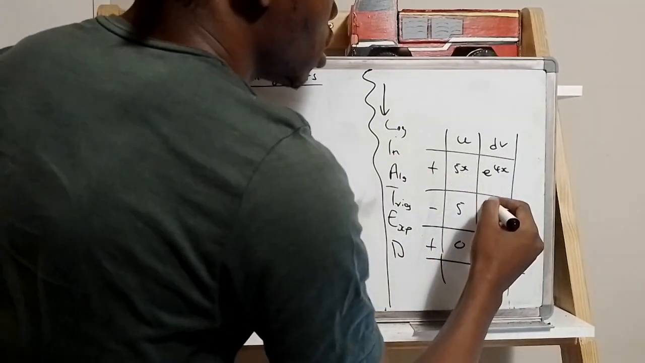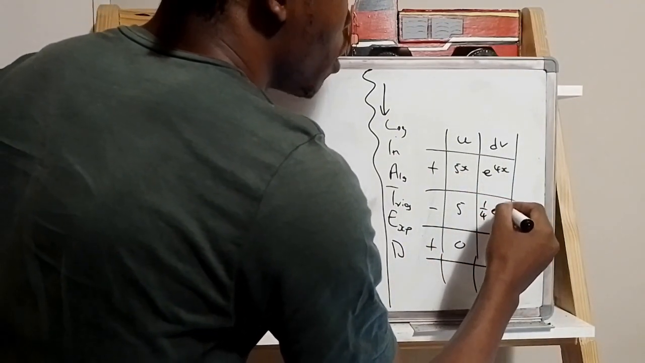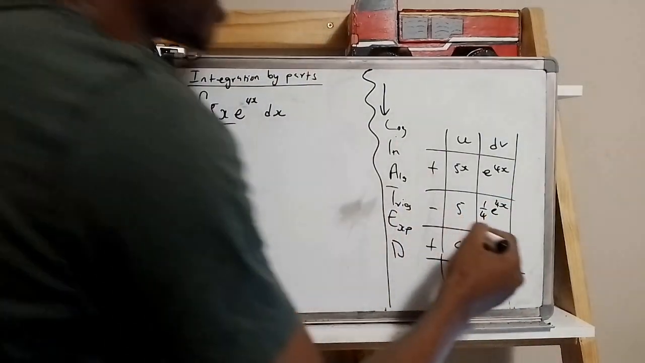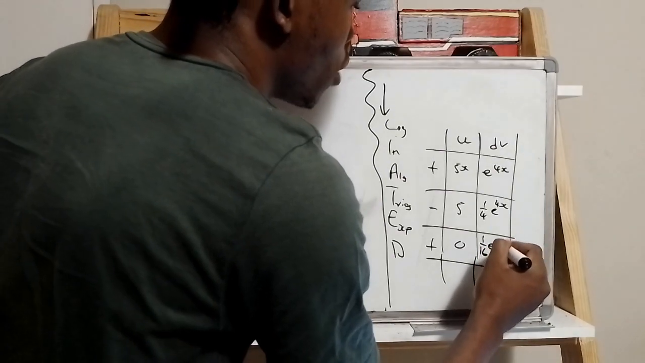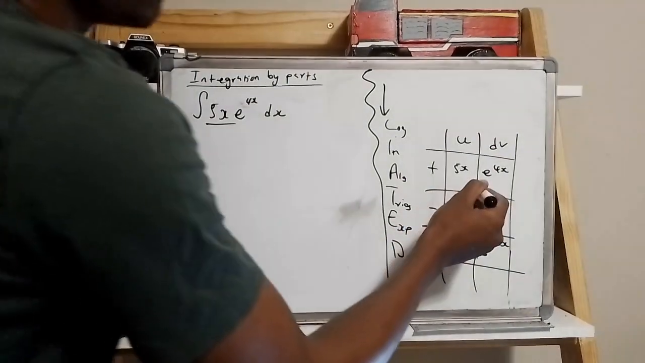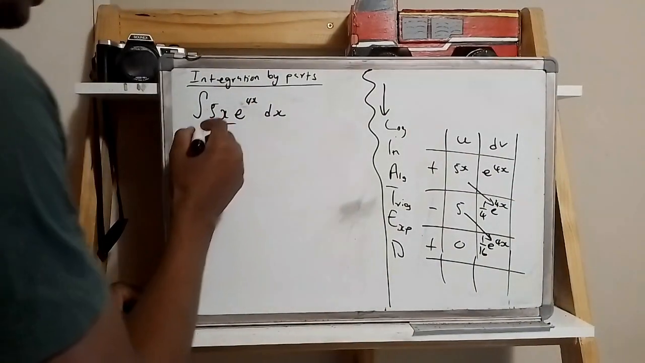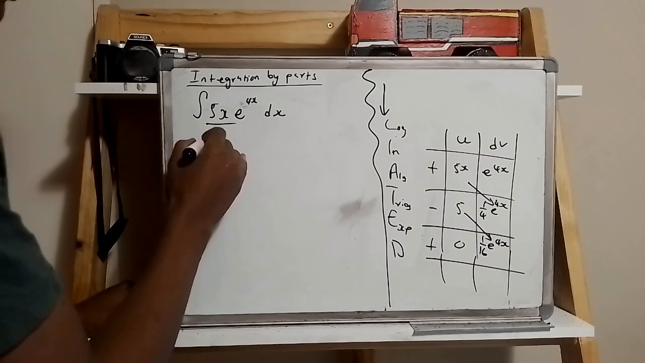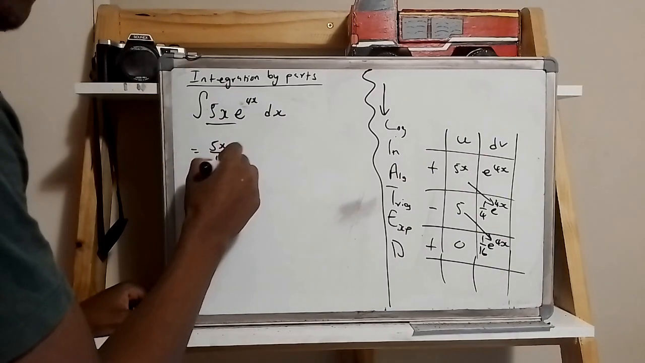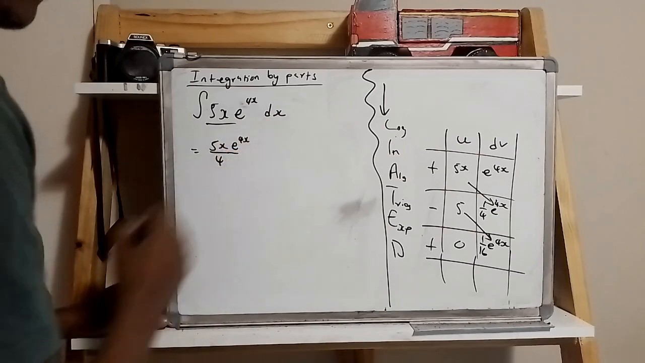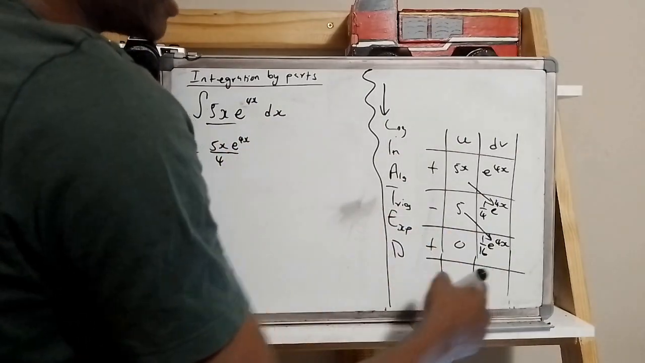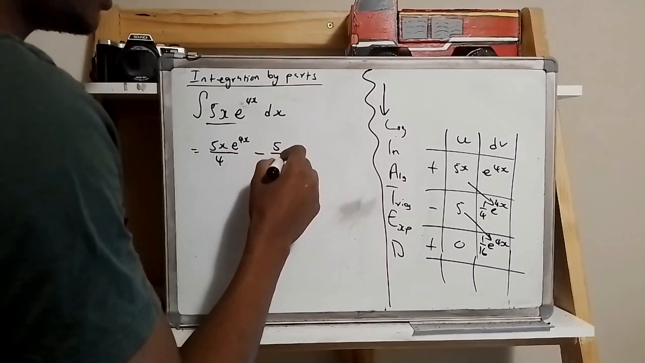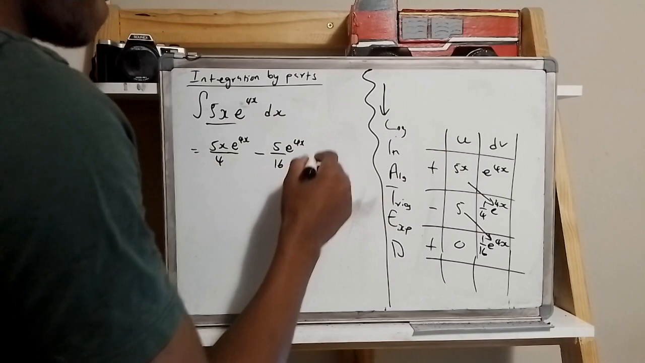Integrate this, I'm going to get 1 over 4 e to the power 4x. Then integrate it again, I'm going to get 1 over 16 e to the power 4x. And this will multiply that, this multiplies that. Then I'll have positive 5x multiplied by 1 over 4 e to the power 4x, which gives me 5x over 4 e to the power 4x. Negative 5 multiplied by 1 over 16 e to the power 4x gives me negative 5 over 16 e to the power 4x plus c.